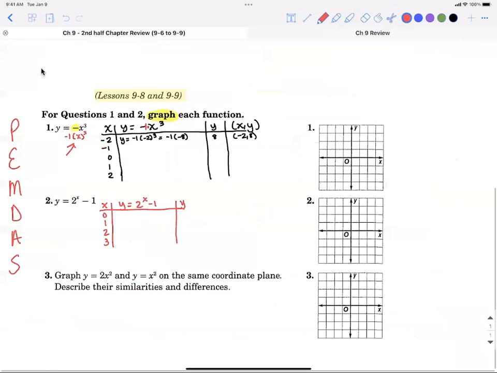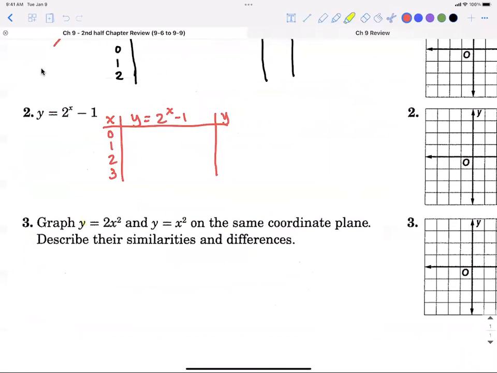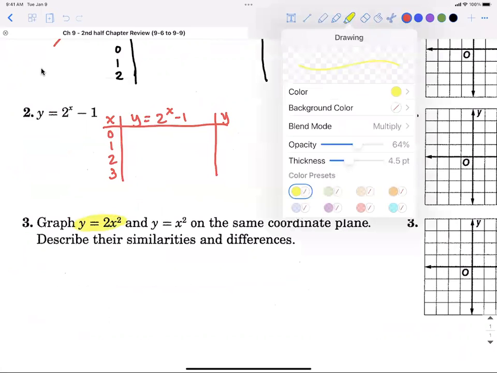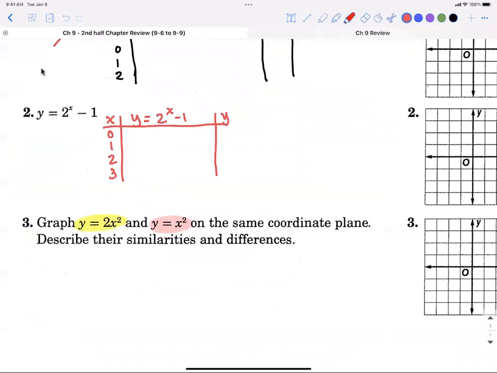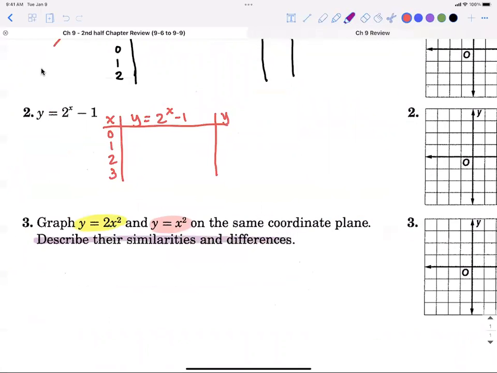On the bottom, it's 2 quadratics, so that means you're going to have 2 separate tables, one for this one and one for this one. You're going to graph them both on the same graph, and then notice in the instructions it says describe their similarities and differences. That means use your words. How are the graphs the same? Do they open up the same? Are they both pointing up? Is one pointing up and one pointing down? Is one wider than the other? Are both of their origins at the same spot or not? Well, that center point.